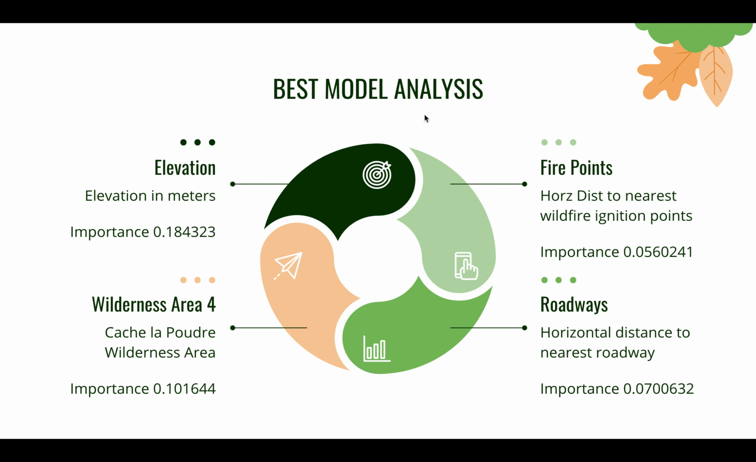Alright, so let's move on to the best model analysis. Based on our best model, here are 4 important variables, which are elevation, wilderness area type 4, fire point, and the roadways. The elevation, which is measured in meters, has an importance of 0.184323, and the second one is wilderness area type 4, with an importance of 0.101644. And for fire point and roadways, the importances are the numbers shown here.